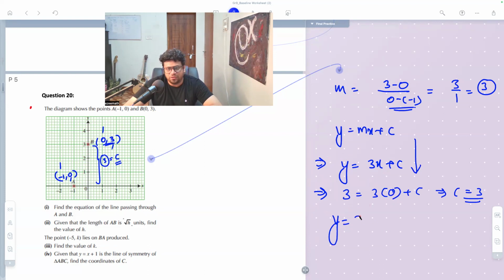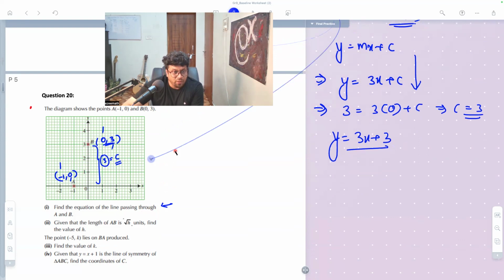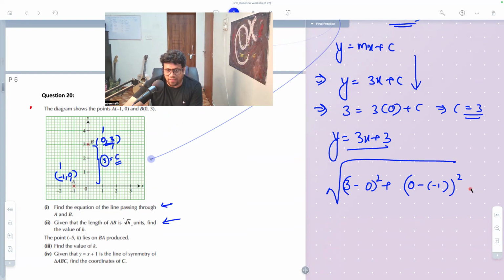So y equals 3x plus 3 is the equation of the line that we have for part 1. Now let's look at part B, part 2, where they want us to find the length of AB. The length of AB is the square root of (3 minus 0) squared plus (0 minus (-1)) squared. The length AB comes out to be the square root of 9 plus 1. That's AB, which comes out to be root 10.